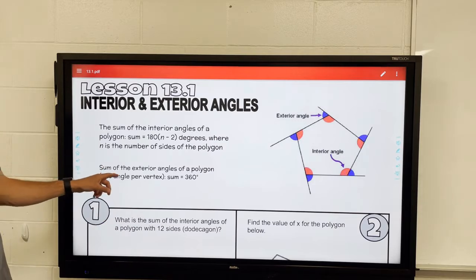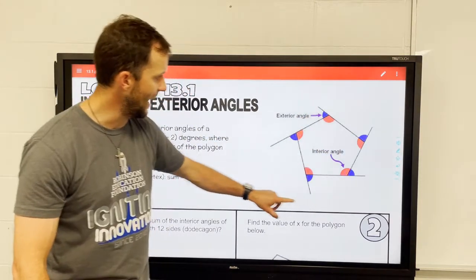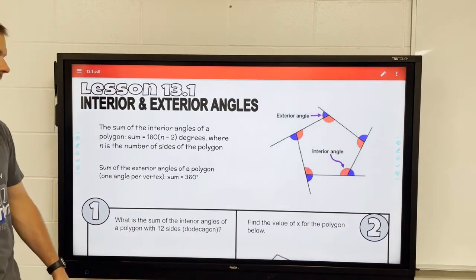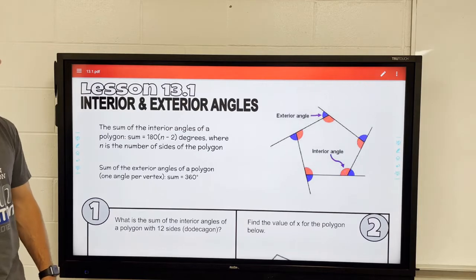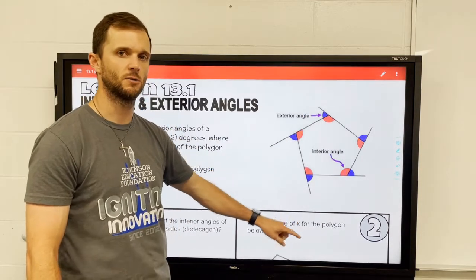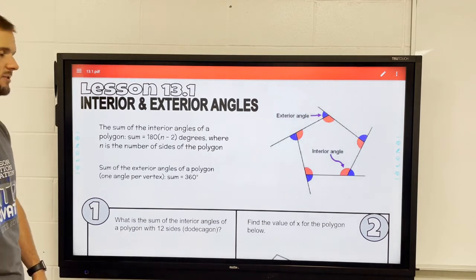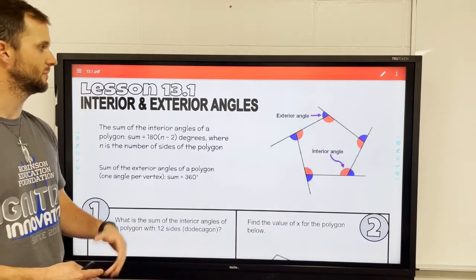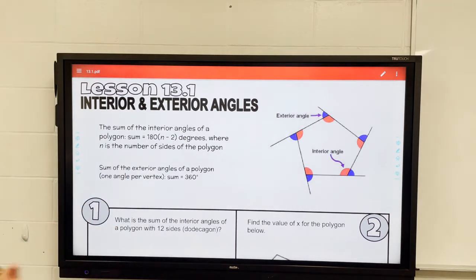Then for the exterior angles, if I take all the blue angles here and add those all up, they're automatically going to add up to 360. But you have to realize that it's just one angle per exterior angle there. So when I add those together, they add up to 360. We're going to take this concept, apply it to our examples, and let's go with that.